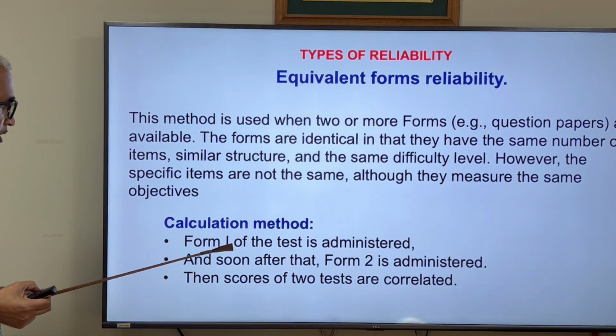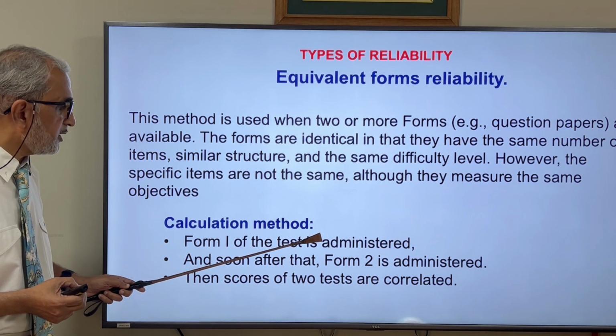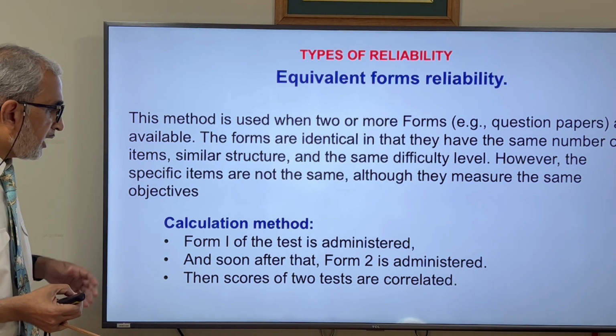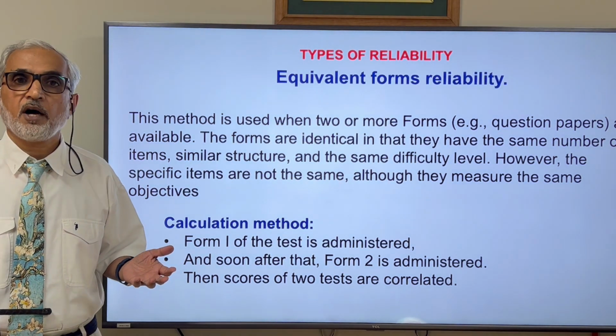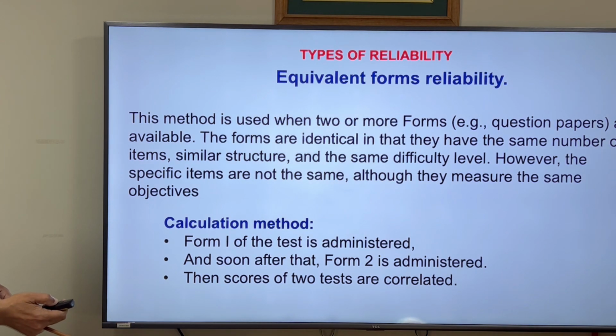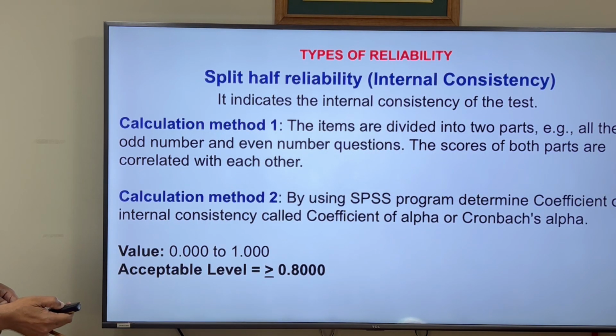Calculation method: form 1 of the test is administered and soon after that form 2 is administered, and the scores of the 2 tests are correlated. This is called equivalent forms reliability.